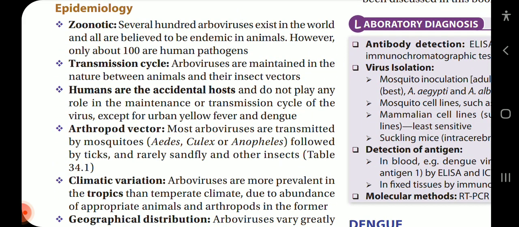Epidemiology. Zoonotic. Several hundred arboviruses exist in the world and are all believed to be endemic in animals. However, only about 100 are human pathogens. Transmission cycle. Arboviruses are maintained in nature between animals and the insect vectors. Humans are the accidental host and do not play a role in the maintenance or transmission cycle of the virus, except for urban yellow fever and dengue.